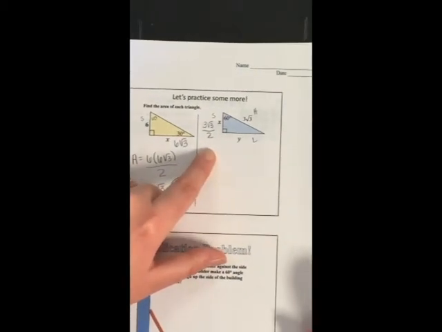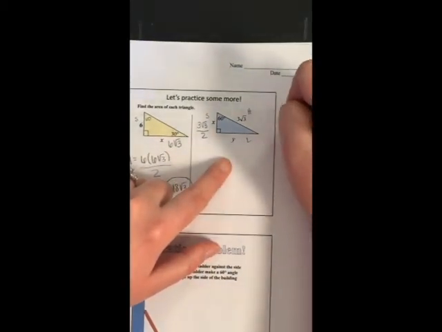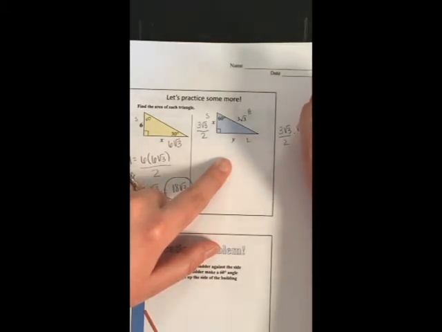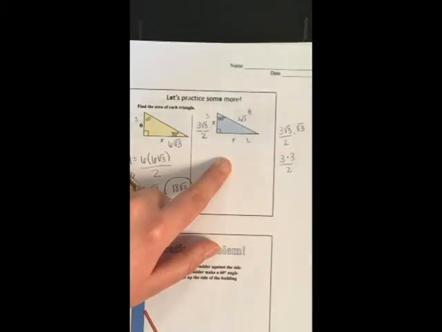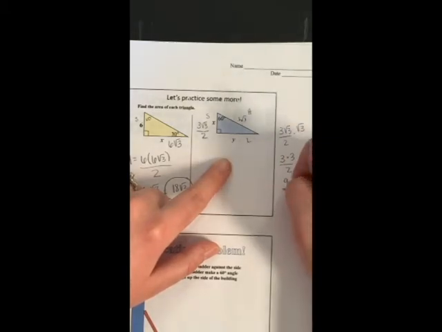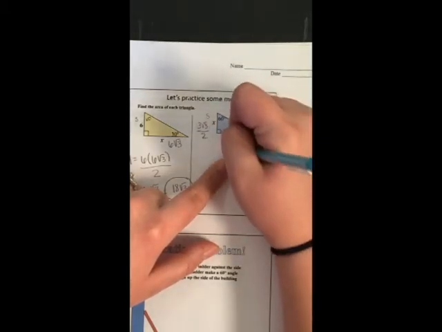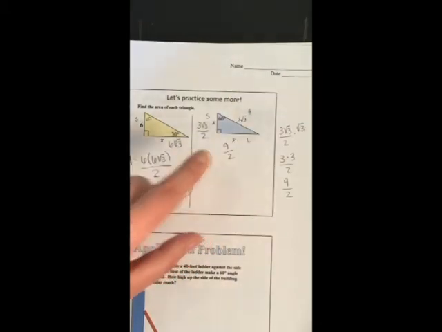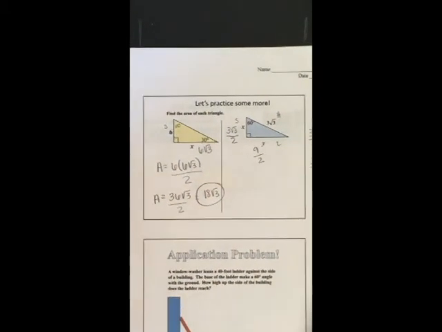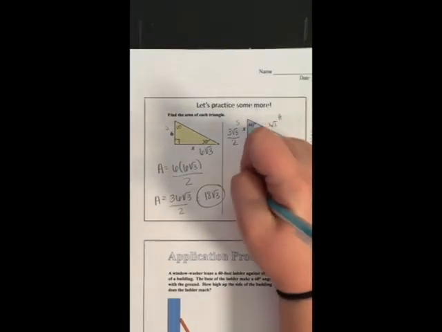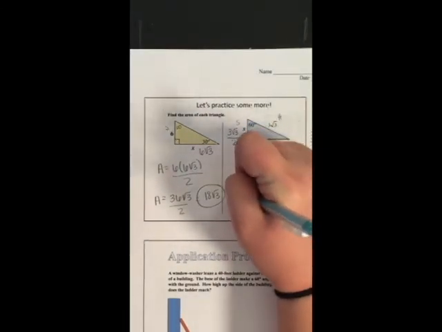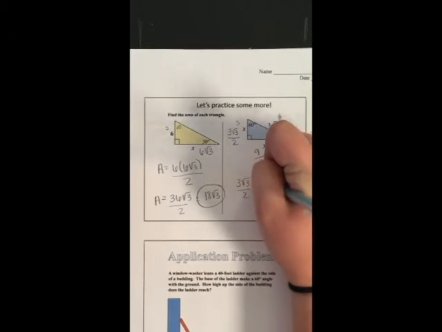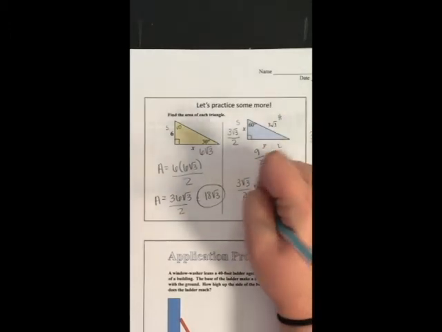Now to go to the long leg, I have to multiply by the square root of 3. So that's going to be 3, square root of 3 times the square root of 3 is 3 over 2, which is going to give me 9 over 2. That's why. Now I can find my area. 3 root 3 over 2 times 9 over 2, all divided by 2.